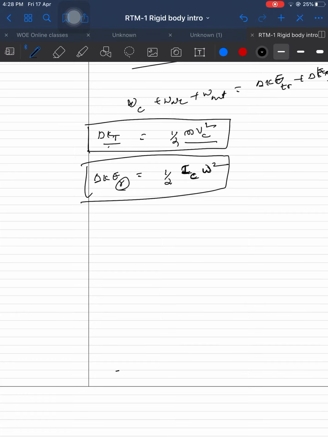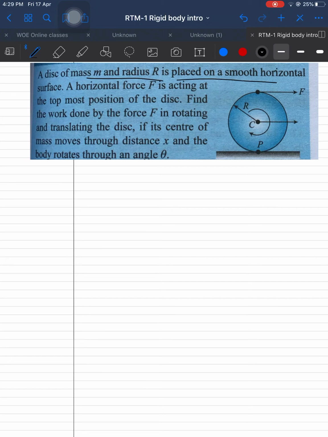Okay, let's go to the questions. A disk of mass m, radius r is placed on a smooth horizontal surface. Force F is acted on the topmost position. Find the work done by force F in rotating and translating the body, if its center of mass moves through a distance x and the body rotates through an angle theta.